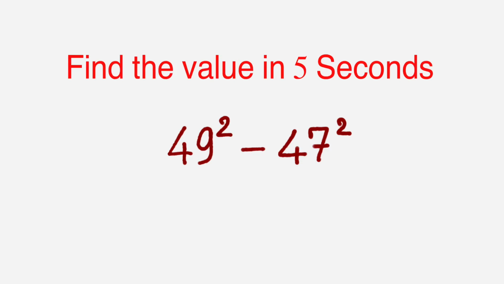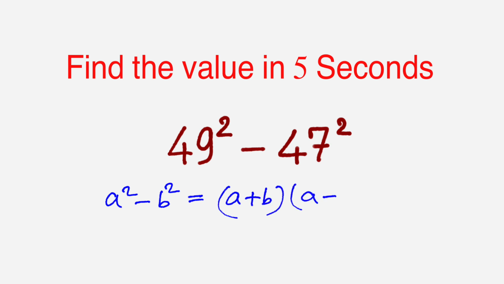Hello and welcome back. In this short video, we will solve this question: 49 square minus 47 square in a very quick time. So if you know the formula a square minus b square from algebra, which is (a plus b) multiplied by (a minus b), then this question becomes very easy.